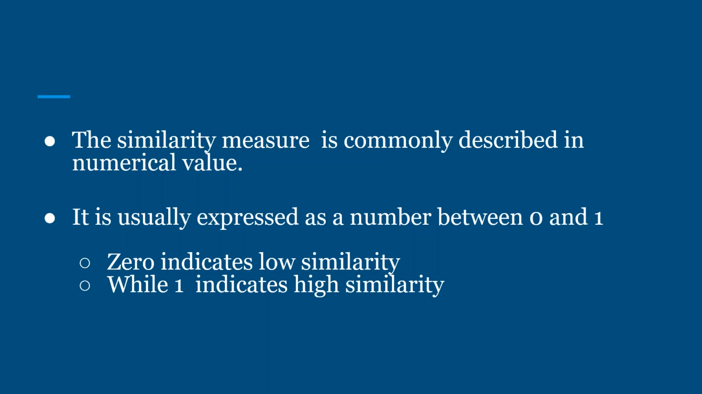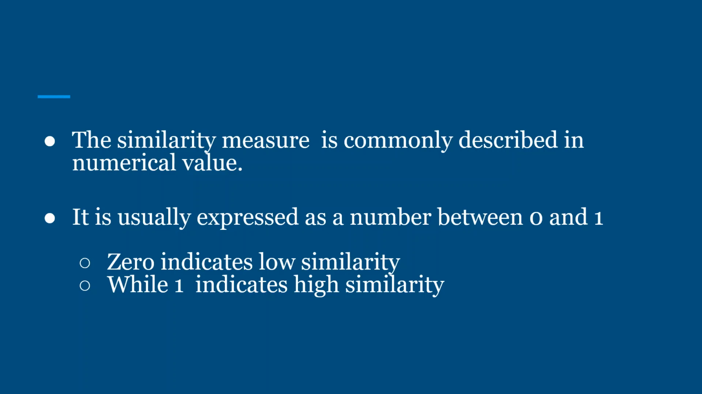So the similarity measure is usually described using a numerical value, and the numerical values are between 0 and 1. So 0 indicates a lower similarity. That is, 0 indicates the similarity between objects far away from each other, as we previously discussed, and 1 indicates a higher similarity. That is, usually 1 is used for objects that are very close to each other. So these are the numerical values that we use to describe similarity measures.